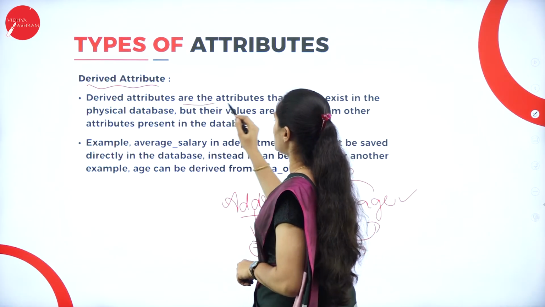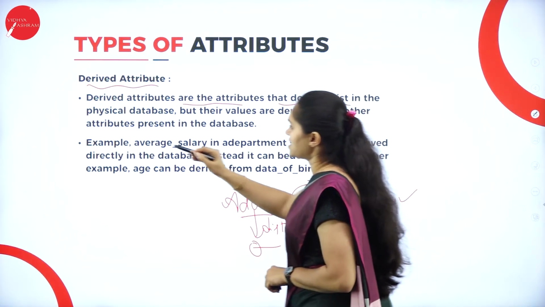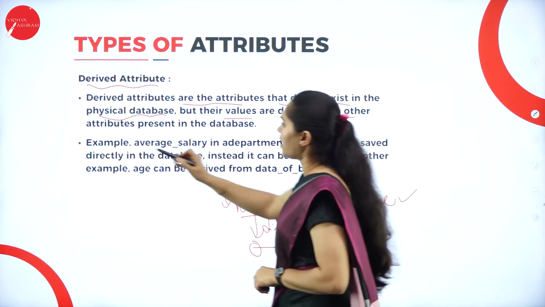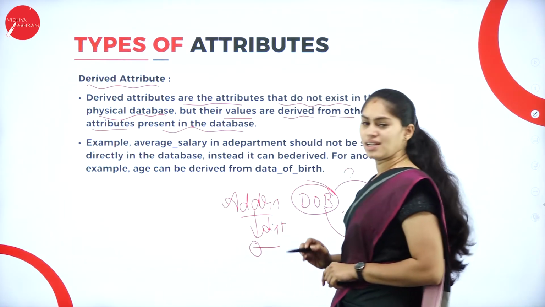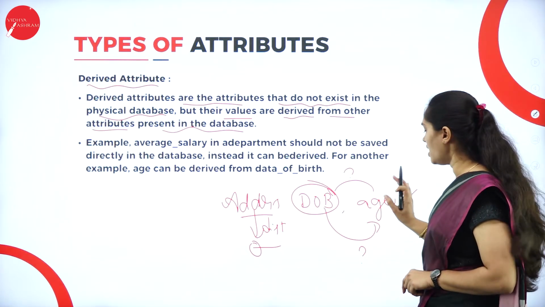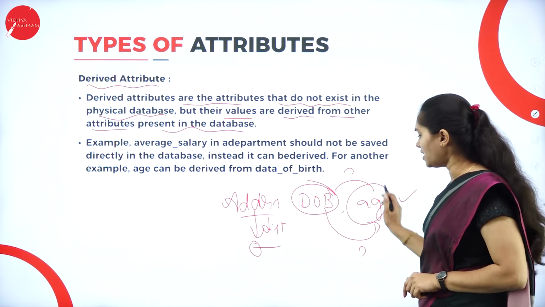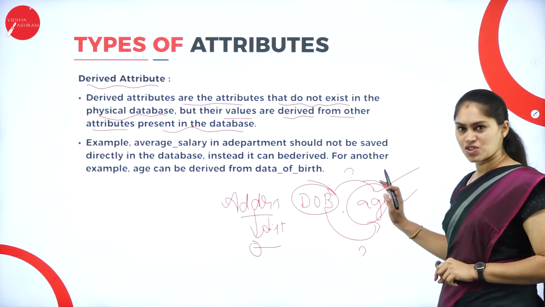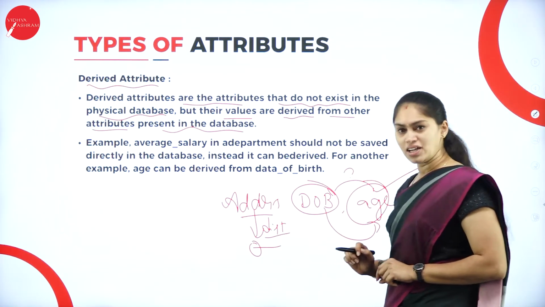Derived attributes are the attributes that do not exist in the physical database, but their values are derived from other attributes which are present in the database. So here I don't have an age attribute, but if you have this date of birth, I can find the value of this age, and I don't have the distance attribute here.